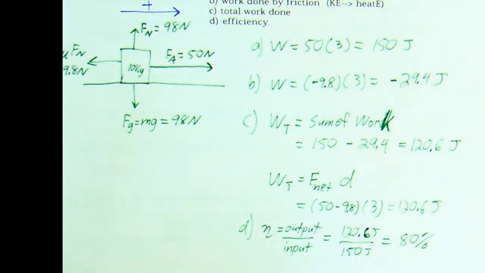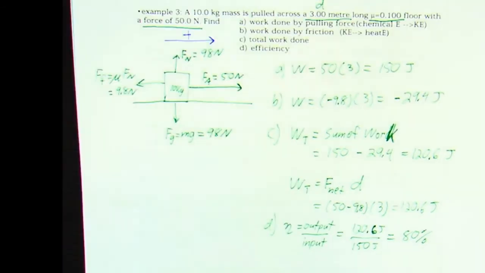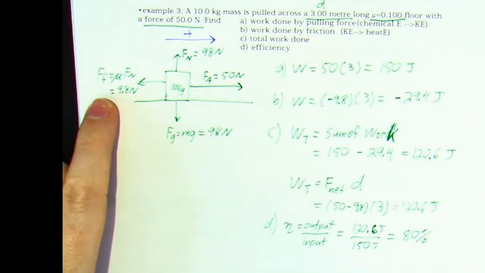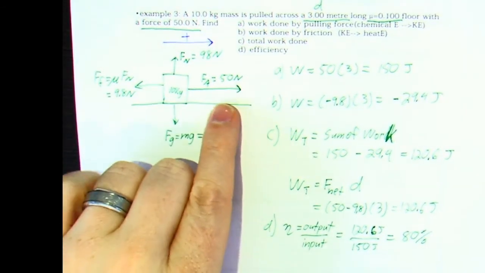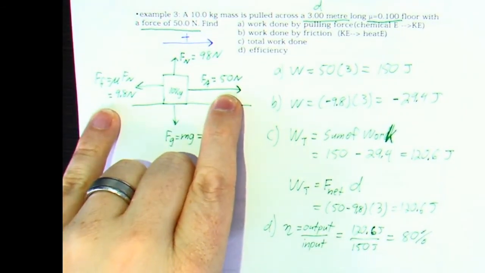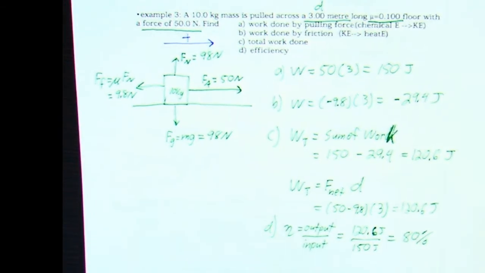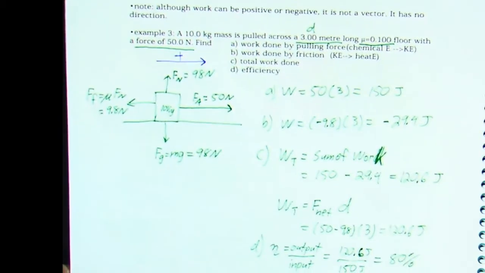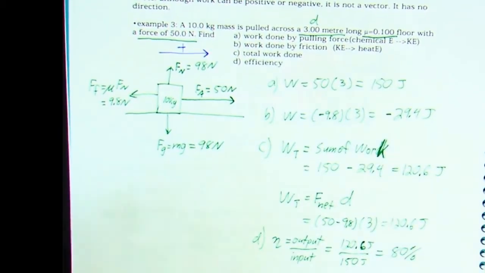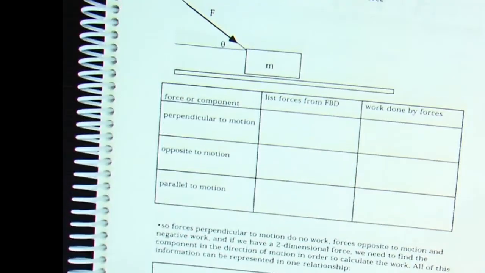Cool. So let's do one more example here. I'll zoom this out so you can see the whole worked problem. So I've got my force of friction over there. I've got my applied force there. These are the two things that are doing work. Cool. Okay, flip the page. Here we go.